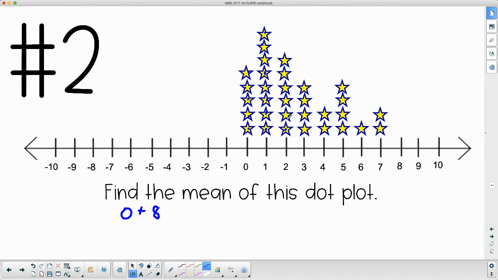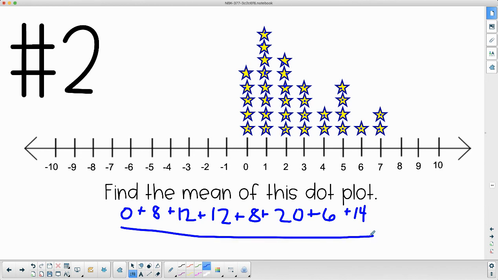Each of these are worth 2, 4, 6, 8, 10, 12. Then each of these are worth 3, 6, 9, 12. Then we have 4, 8. Here we have 5, 10, 15, 20. Now we have just 6. And here's 7, 14. So we're going to want to go ahead and add all of those up.